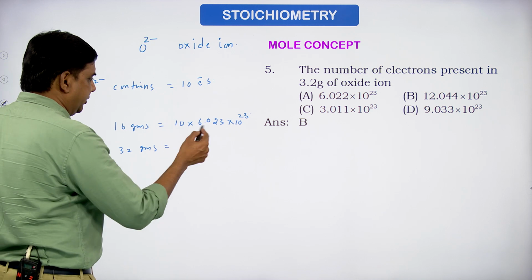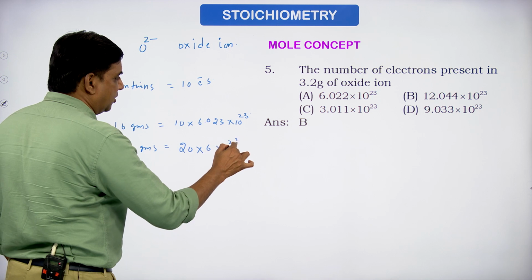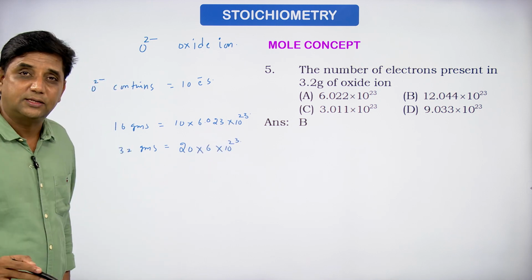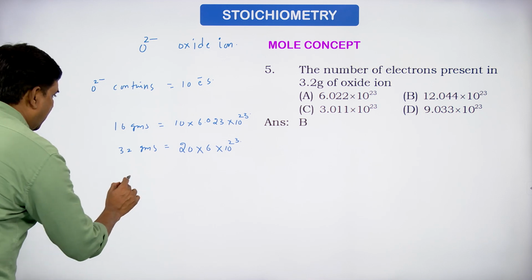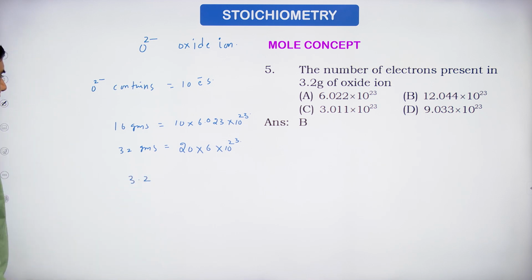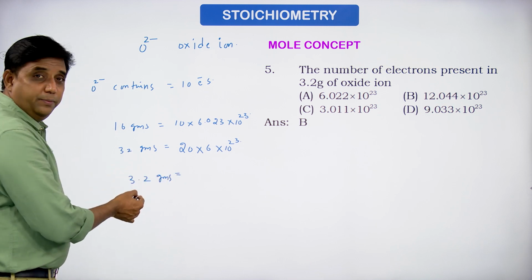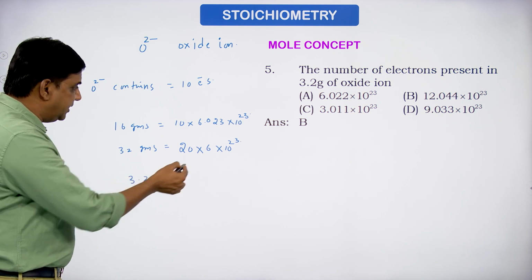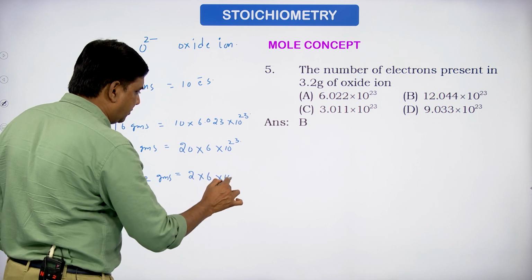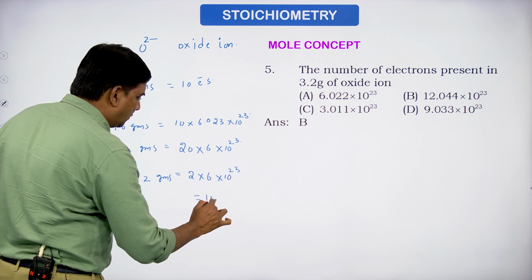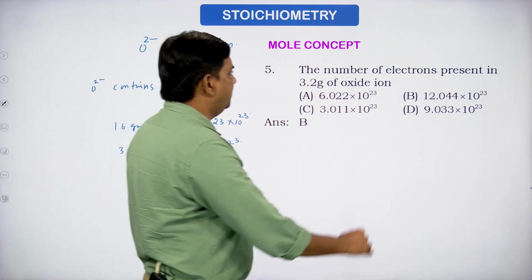32 grams will contain 2 into 10, means 20 into 6 into 10 power 23. I am not writing 6.023, I am just writing 6. You assume that 6 is nothing but 6.023. Then 3.2 grams contains how much? 32 has become now 3.2, means divide by 10 this side, by 10 that side. So this becomes 2 into 6 into 10 power 23, which is equal to 12 into 10 power 23, is the answer. So therefore, students, the answer would be B.